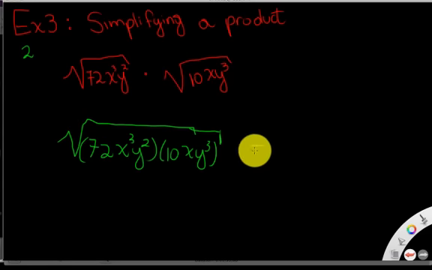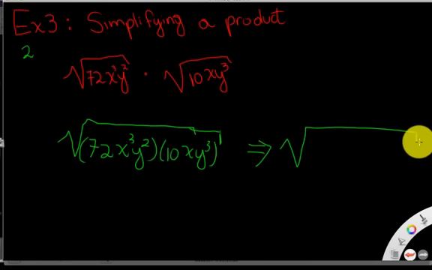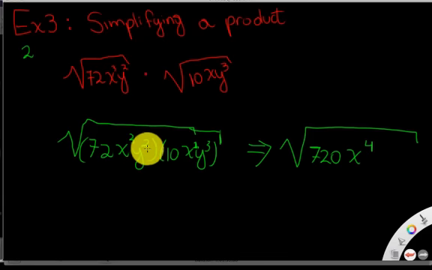What do we get? We're going to get square root of 72 times 10, 720, x cubed times x to the first is going to be x to the fourth power, y to the second power times y to the third power is going to be y to the fifth power, because we have 2 plus 3. I'm so sorry guys. Y to the second times y to the third is y to the fifth power.